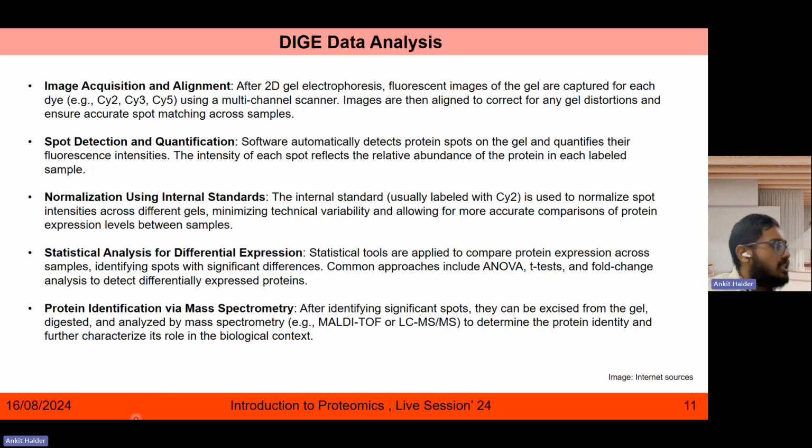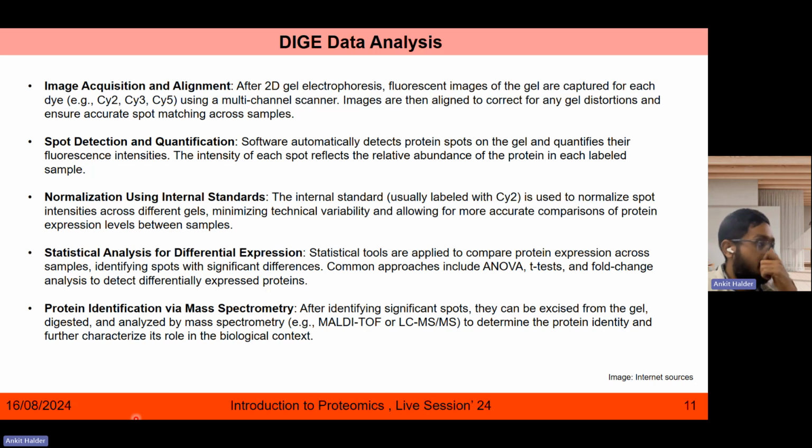First, image acquisition and alignment. After 2D gel electrophoresis, that is after separating in one dimension and after addition of dyes like Cy3, Cy5, and Cy2, and after 2D gel electrophoresis is done, it is first separated on the basis of pI, and then by molecular weight.